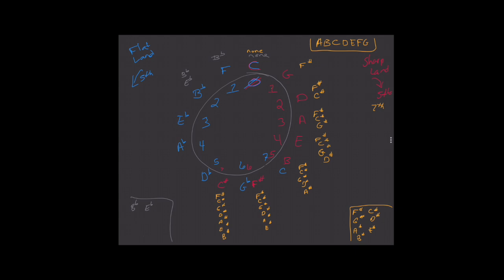E flat has 3 flats. They are B flat, we already know that. E flat, we already know that. And what's the 5th below E flat? A flat. You got it. Done.